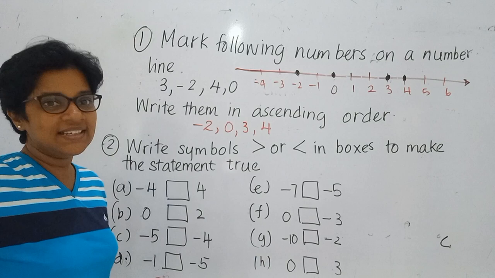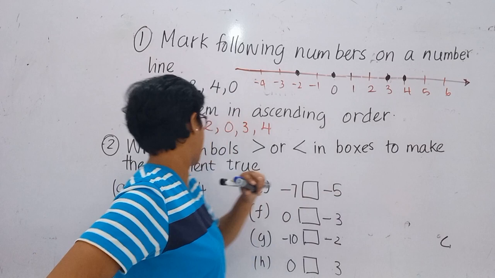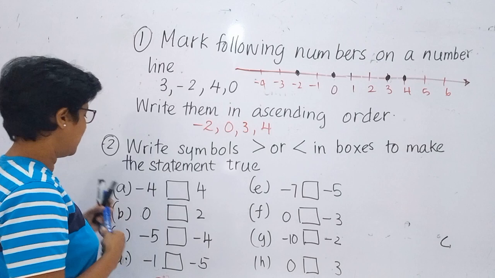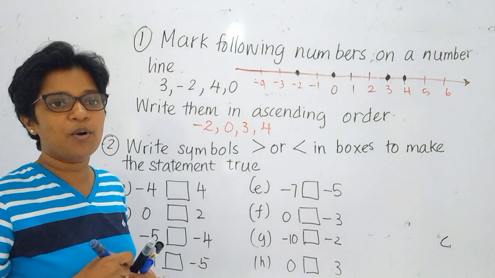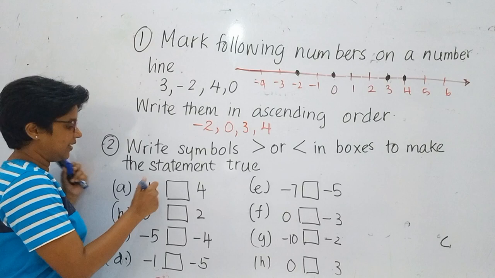Yes, teacher. Okay, then write symbols greater than or less than in boxes to make the statements true. Here you have statements given. You have to complete the statements by writing the correct symbol. Then negative 4 and 4. What is the least value? Who is the smaller value? Negative 4. Negative 4 is less than 4.